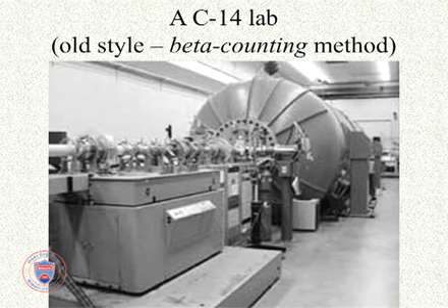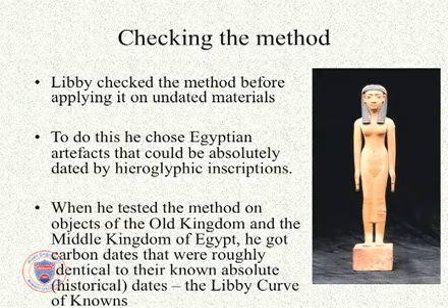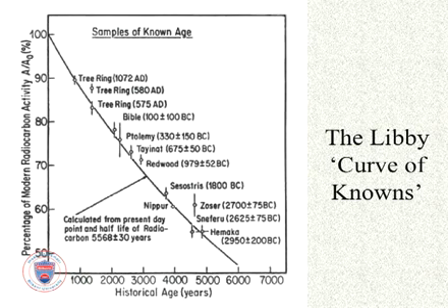So having worked out the theory, he then decided to test it. We'll ignore this from the standard deviations. What he did was he would take dated samples of wood, most of them from Egypt, that could be precisely dated for hieroglyphic inscriptions. He would burn these, then measure the rate of decay of carbon-14, and he came up with pretty accurate dates. What he actually came up with was this. We called it the Libby curve of knowns.